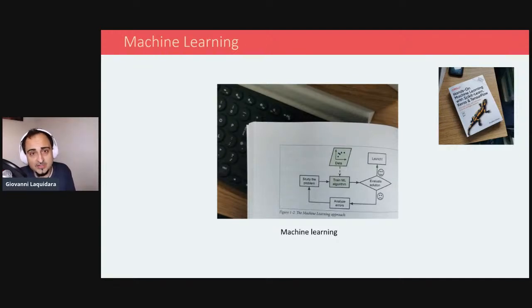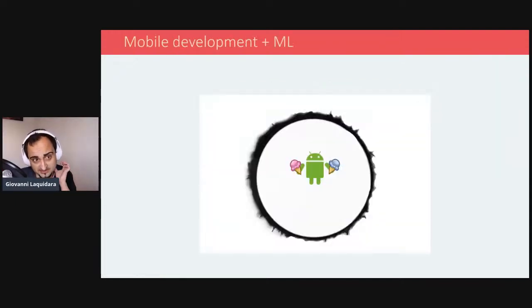If the solution that the model proposed is not acceptable, you have to analyze the error. Then you have to study the problem again, and maybe you have to train the model with new data. Maybe you have to redefine the model, or maybe you have to adjust and clean the data. So this is a little resume of what machine learning is.